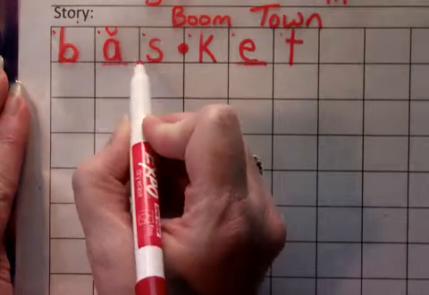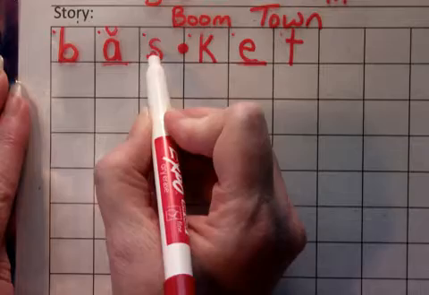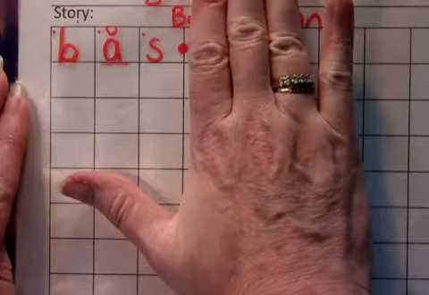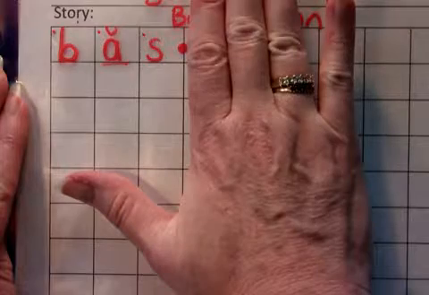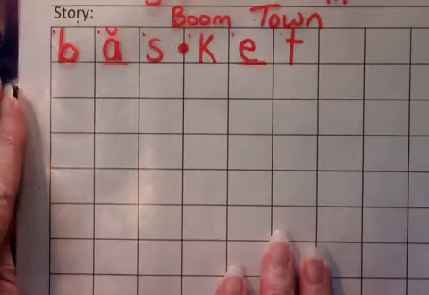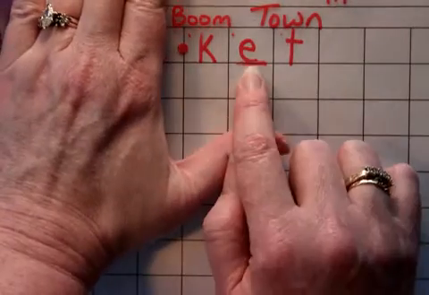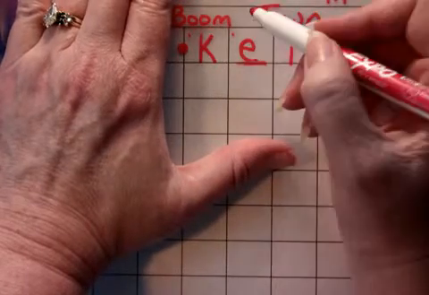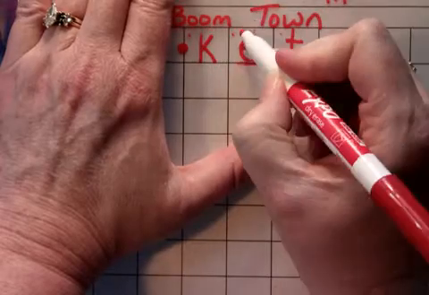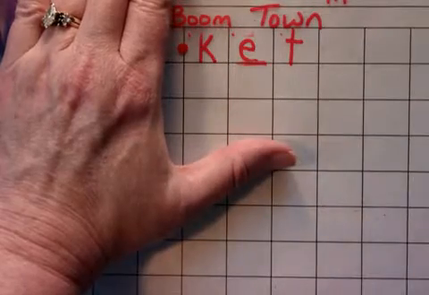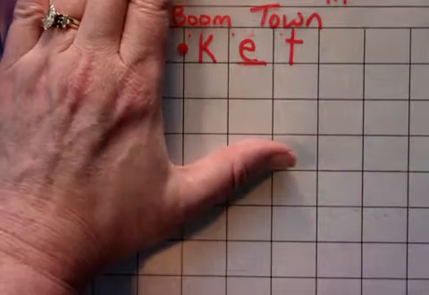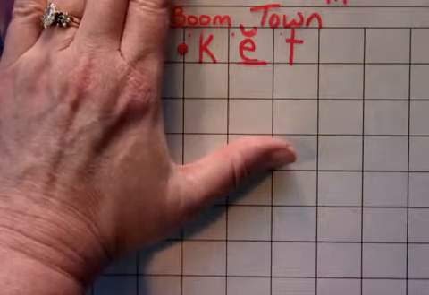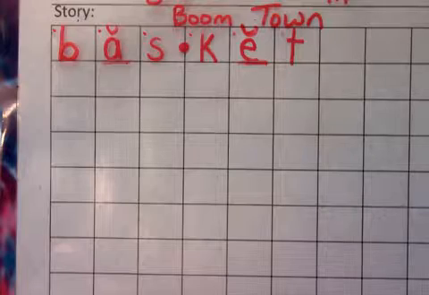A single vowel followed by one or more consonants in the syllable, not the whole word, just the syllable. That's a closed syllable. The vowel is short. Single vowel followed by one or more consonants. The vowel is short. The sound is eh. Let me see if I've got a better pen. The sound is eh, k, et. Bas, ket.